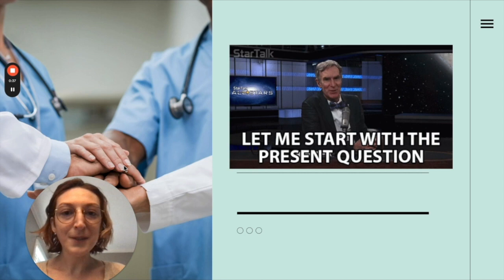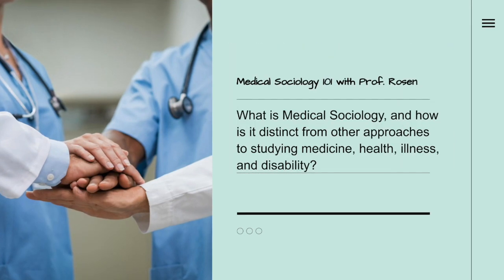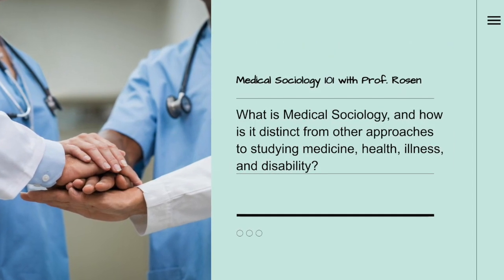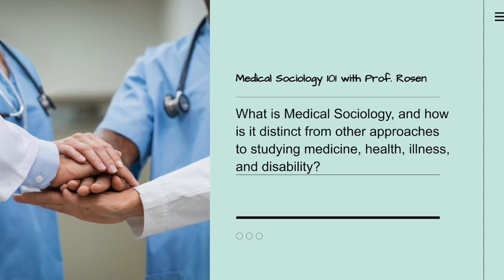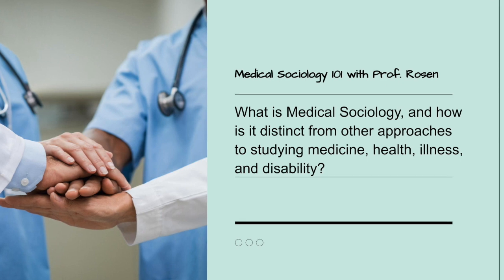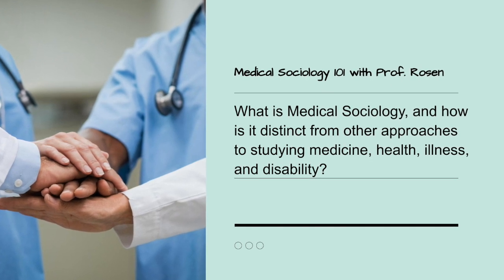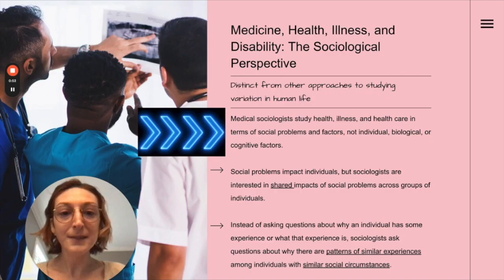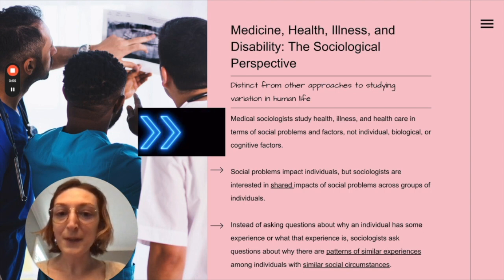Today, I'll be answering the question, what is medical sociology, and how is it distinct from other approaches to studying medicine, health, illness, disability, and healthcare? Medical sociology is both a social science and a health science. It is one of the social scientific approaches to studying topics in health science.